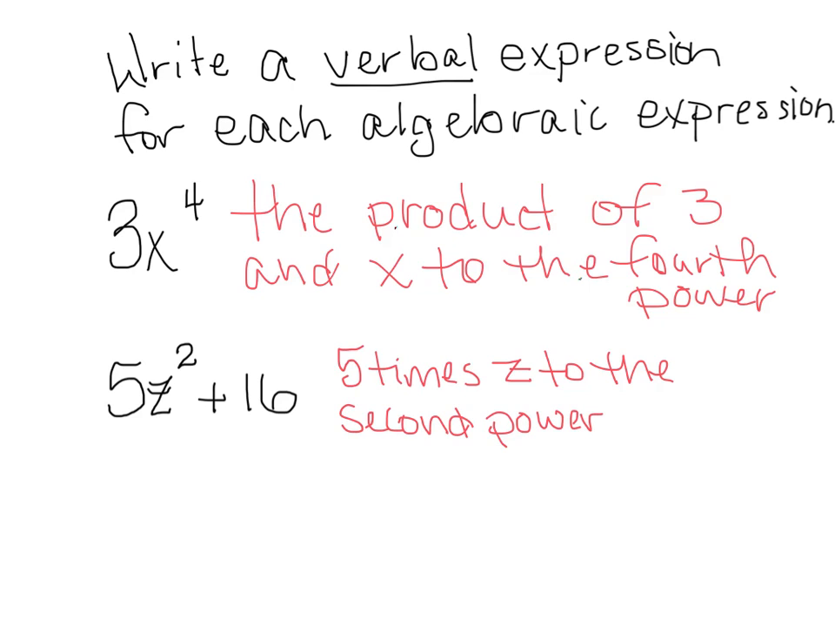Did anybody say 5 times z squared? If you said 5 times z squared, that is absolutely correct also. Let's not forget plus 16. Now there are some different answers for that too. You could have said the sum of 5 times z to the 2nd power and 16. What else? Anything else that you wrote down? Again, if you've got a question, be sure you private message me or public post on our Facebook homework page.